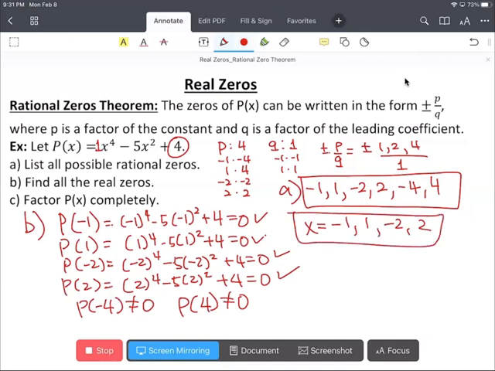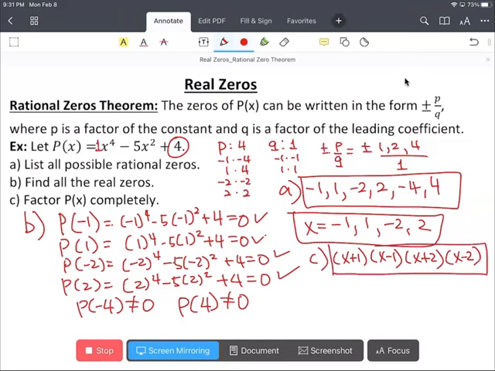That's for b. For c, using this information, we can say that the factors of p of x are x plus 1 from x equals -1, and x minus 1 from x equals 1, and x plus 2 from x equals -2, and x minus 2 from x equals 2 from b. So these are the factors of p of x.